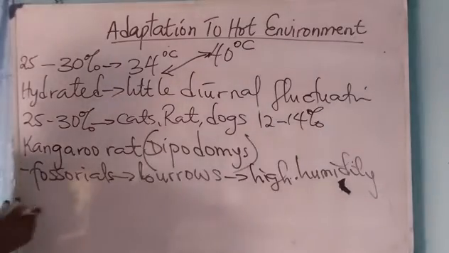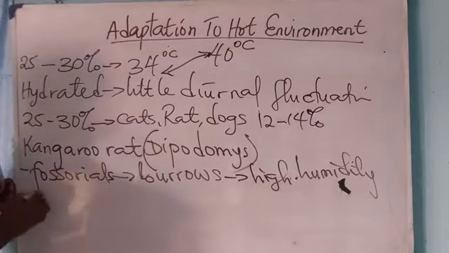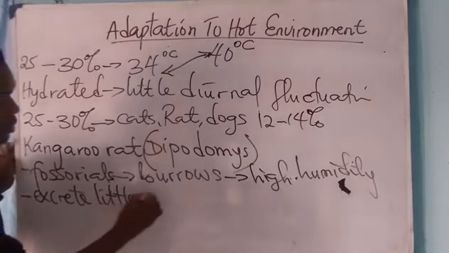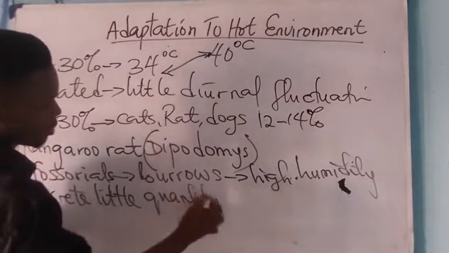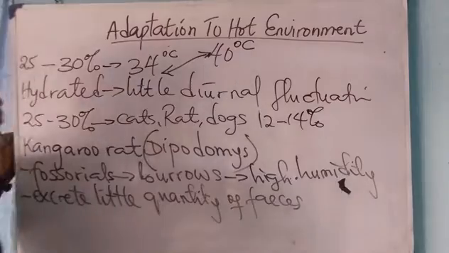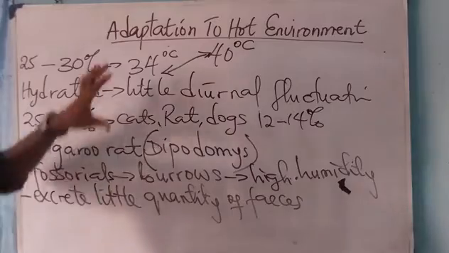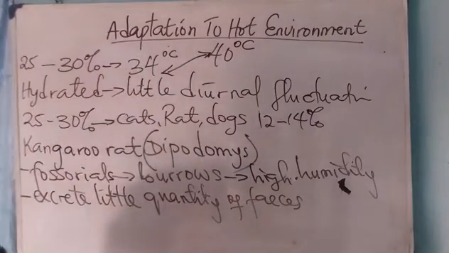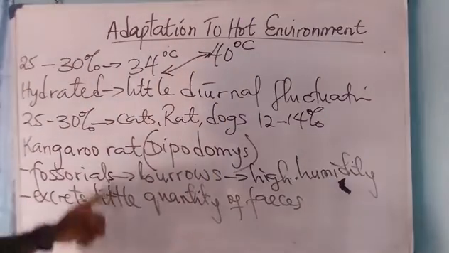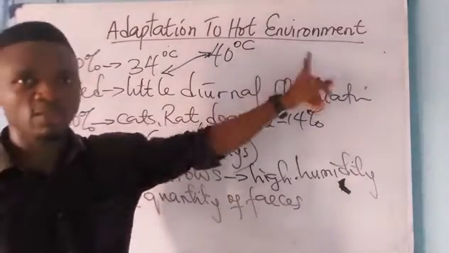Then apart from that, for them to also conserve water, they excrete little quantity of what? Feces. They excrete little quantity of feces in order for them to conserve water. So what I've just done is give two examples of organisms that can adapt to hot environments. Camels and kangaroo rats are examples of mammals that can actually withstand hot environments.